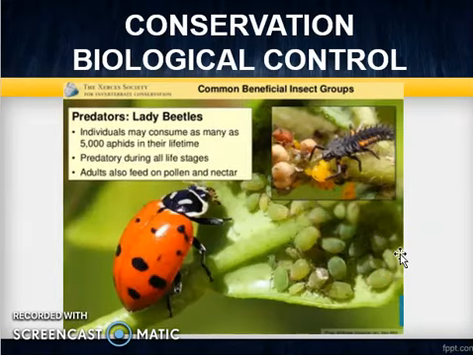Okay, next another example of an insect which is a predator to another insect that attacks the agriculture field. They attack crops in the agriculture field. This insect that we call lady beetle. The characteristic of this lady beetle: an individual may consume as many as 5,000 aphids in their lifetime. Predatory during all their life stages. Adults also feed on pollen and nectar. So these are the characteristics of predators that can be used in our agriculture as well.